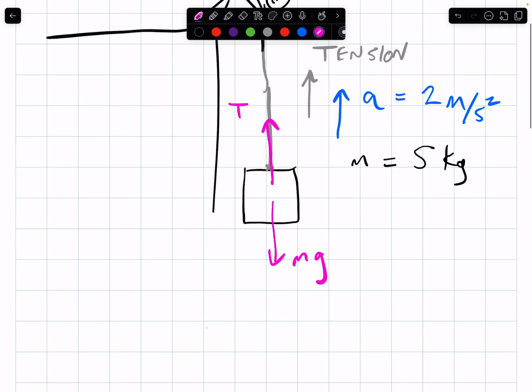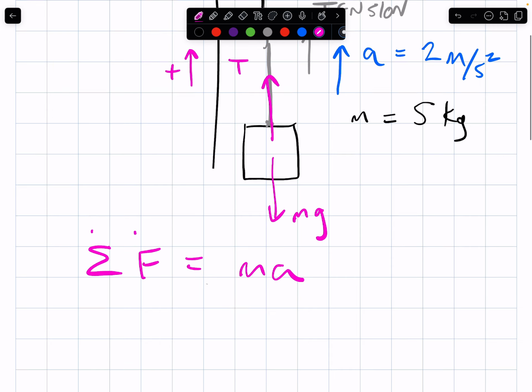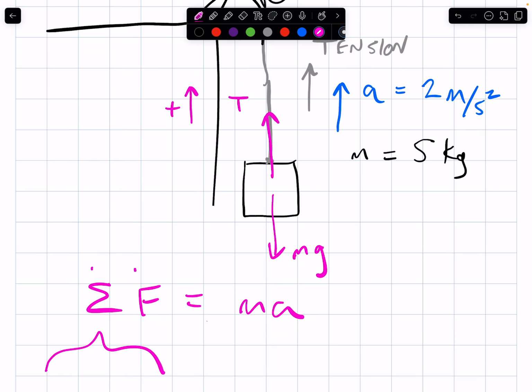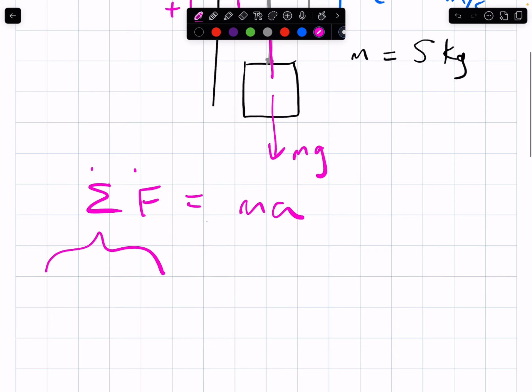And I'm going to choose up as the positive direction. And then I'm going to write net force equals ma. And by now I hope you're figuring out how to fill this part in, okay? In this case, since T is up and mg is down, I'm going to write T minus mg equals ma.